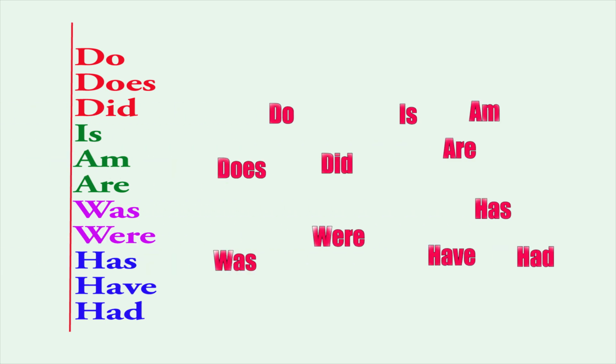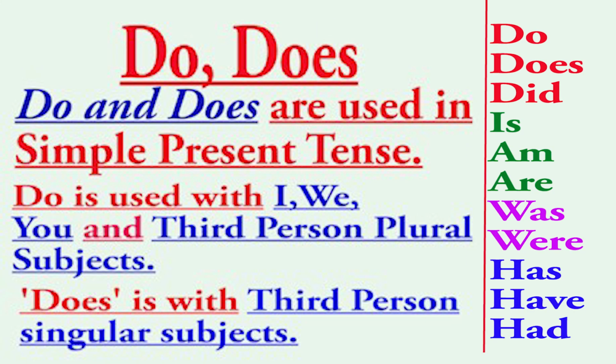Do, does, did, is, are, was, were, has, have, had. These are the primary auxiliary verbs. And these primary auxiliary verbs are used in basic tense forms. Do and does. Do and does are used in simple present tense. Do is used with first person singular, first person plural, second person and third person plural subjects. Does is used with third person singular subjects only.